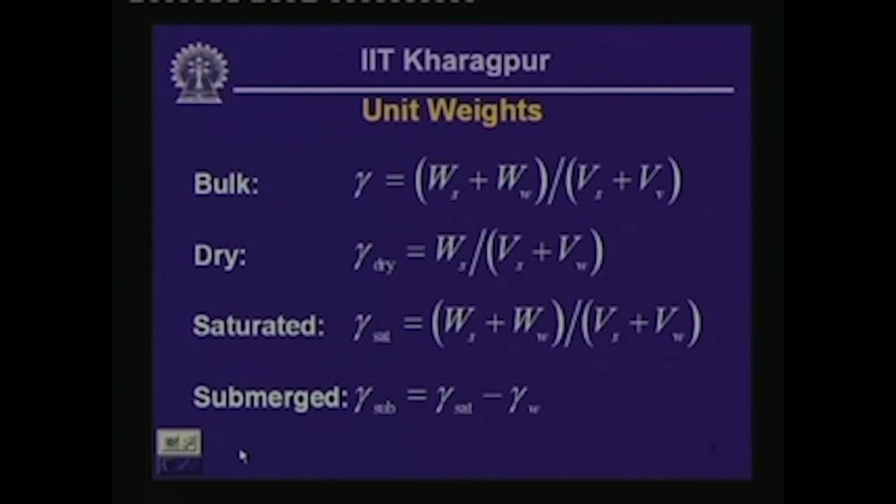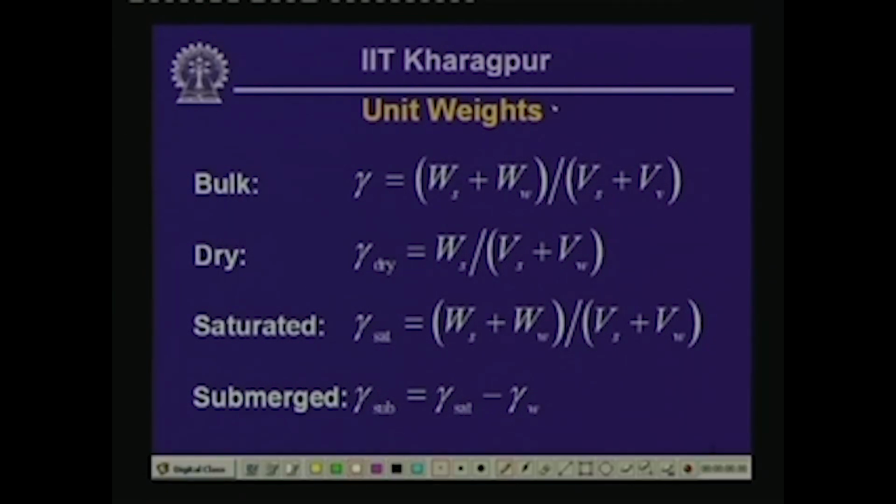Then we could also talk about unit weights of three-phase material. We could talk about bulk unit weight, and you should notice that the unit of unit weights in SI units is kilonewton per cubic meter. Bulk unit weight is defined as the weight of the entire three-phase material divided by the volume of the entire amount of soil. So, the weight of the entire amount of soil divided by the volume of the entire amount of soil is going to be the bulk unit weight.